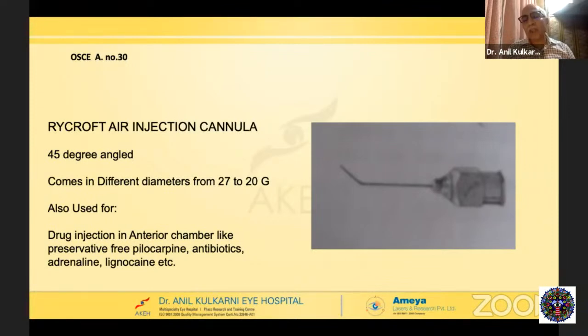Lens expressor is also nowadays not used commonly. Very rarely it is used.